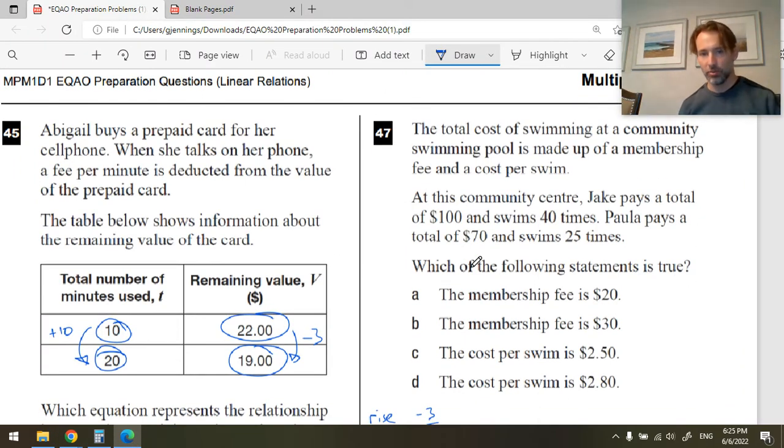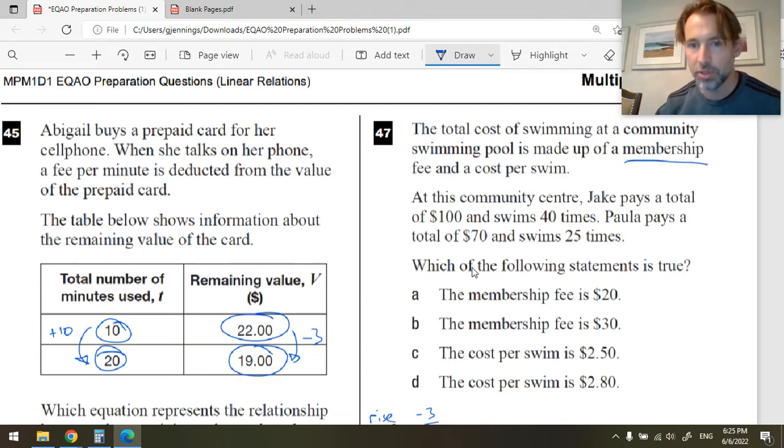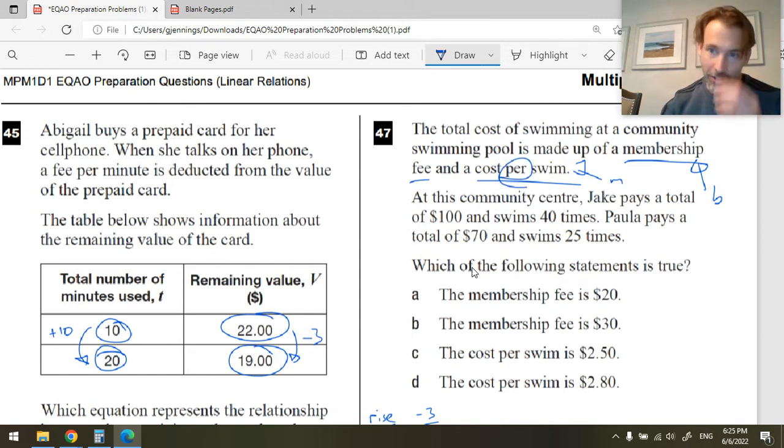So the total cost of swimming at this community center, Jake pays, so that's made up of a membership fee and a cost per swim. So I see membership fee and I know that's my B. I see cost per swim and I know that's my M because of this word per. All right, so this is a flat fee, membership fee, and then the more you swim, the more you pay.